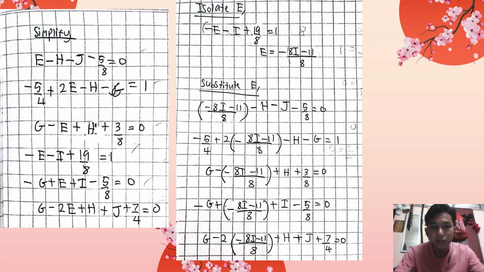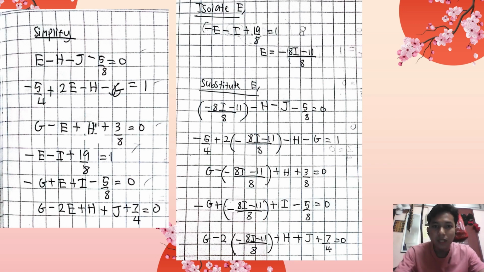Now, after we substitute all of the f, we can simplify the previous equations, and we can get e minus h minus j minus 5 over 8 equal to 0. Negative 5 over 4 plus 2e minus h minus g equal to 1. G minus e plus h plus 3 over 8 equal to 0. Negative e minus i plus 19 over 8 equal to 1. Negative g plus e plus i minus 5 over 8 equal to 0. G minus 2e plus h plus j plus 7 over 4 equal to 0.